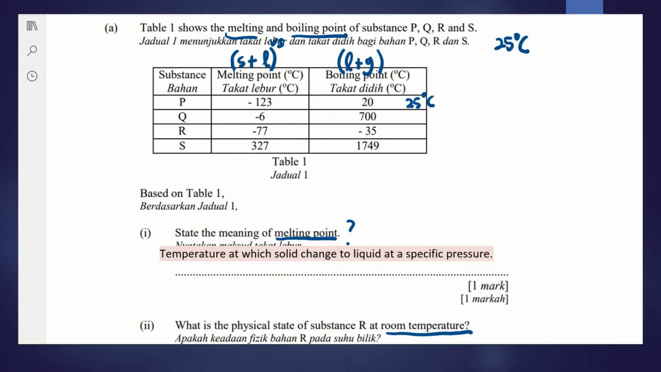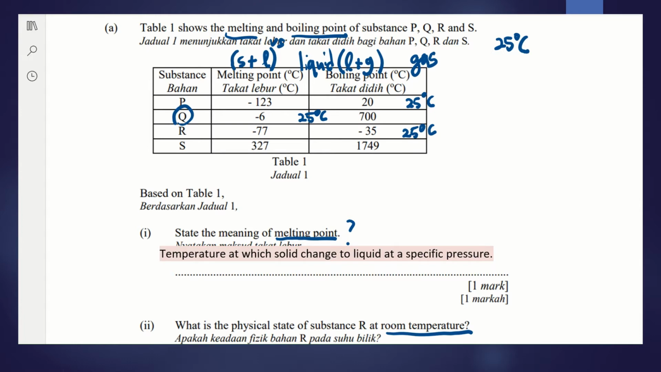Okay, so for Q, melting point is -6, boiling point is 700. So 25 is higher than the melting point. So 25 is here. If 25 is here, meaning that substance Q exists as liquid. For R, melting point is -77, boiling point is -35, meaning that at 25 degrees Celsius, substance R exists as gas, because 25 degrees Celsius is higher than the boiling point, -35.